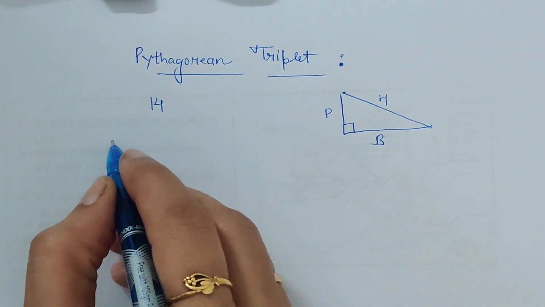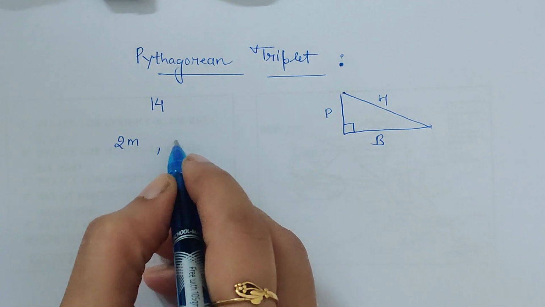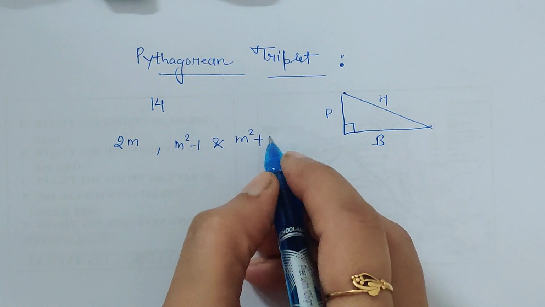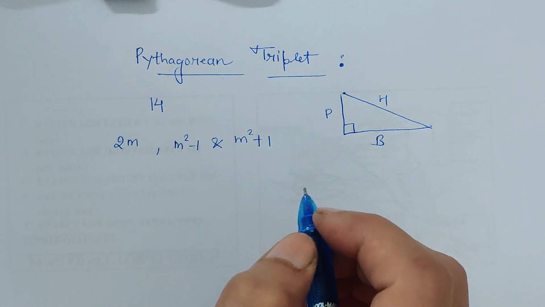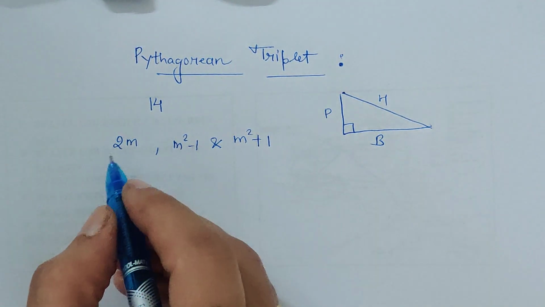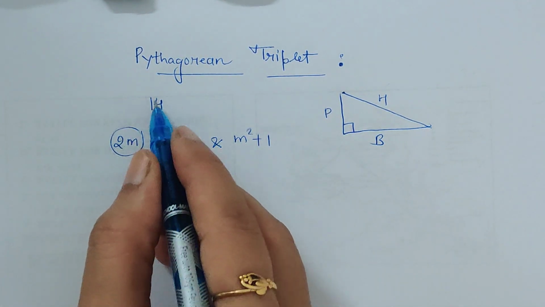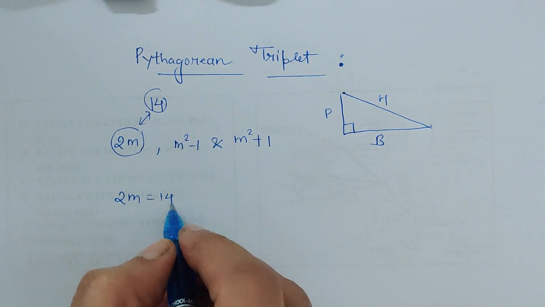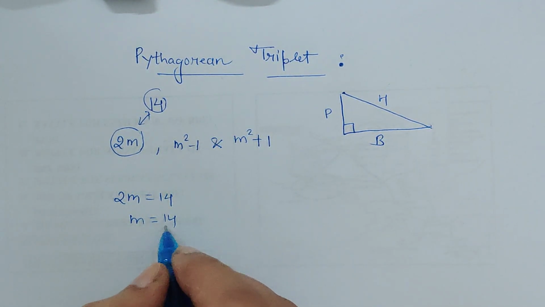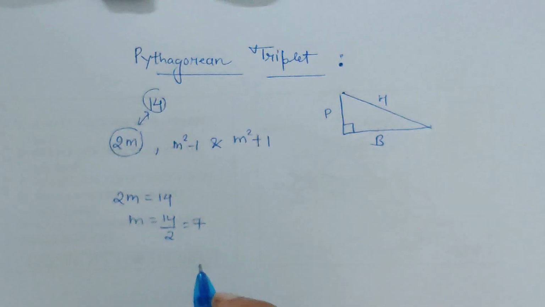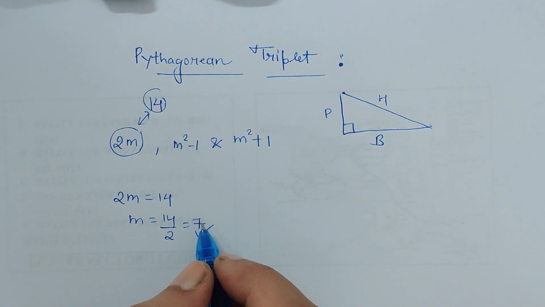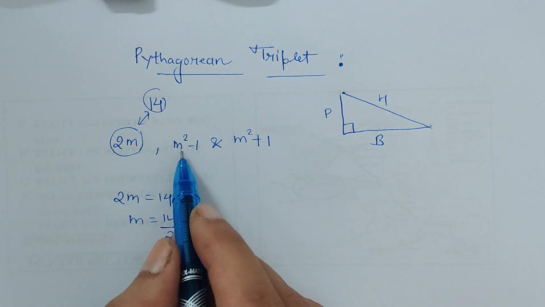So what we have to do is follow 2m, m square minus 1 and m square plus 1, using which we will be able to find the other two values. The first work we have to do is equate the given value with 2m. So 2m is equal to 14, which gives m is equal to 14 upon 2, which is 7. Now as we have got the value of m as 7, we just have to substitute it here.